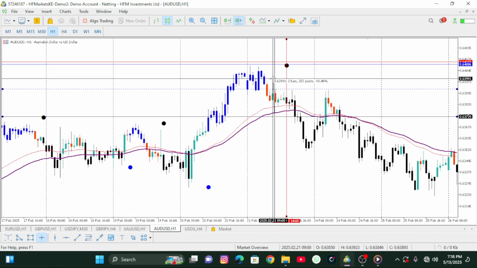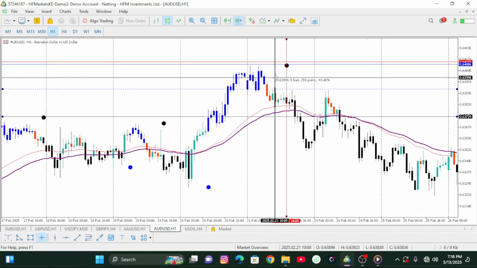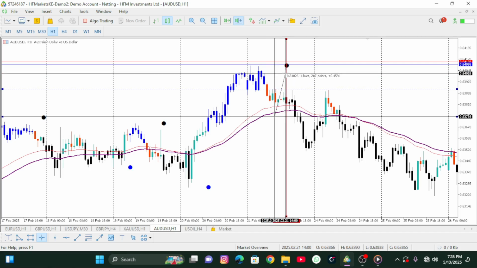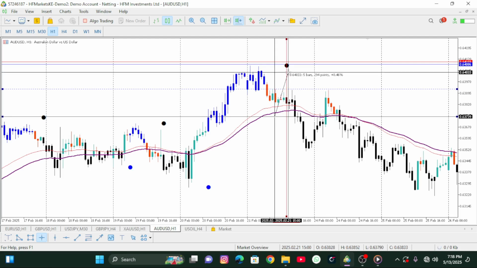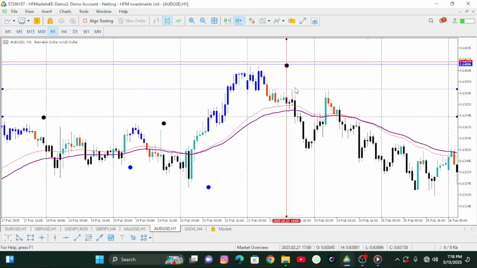So where could I have placed my stop loss if I was to measure 30 pips? Well, it will be at 640.40. So I will move my stop loss to 640.40. That's around there.